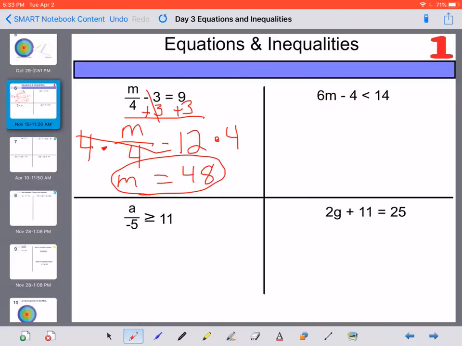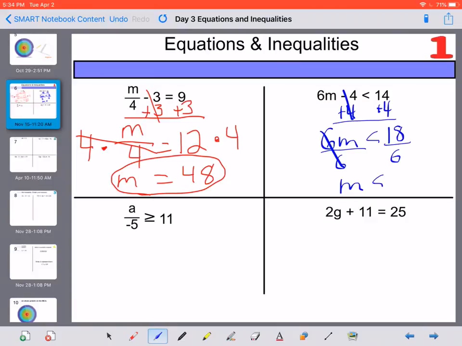Here we have an inequality. This doesn't change the process that we do. We still have to add 4. So we get 6m is less than 18. Then we divide by 6. And m is now less than 3.